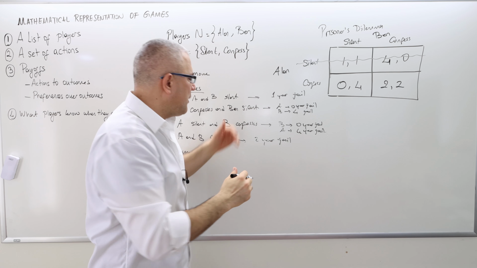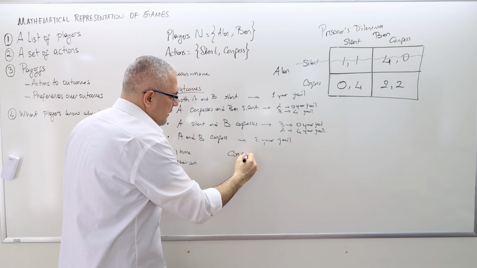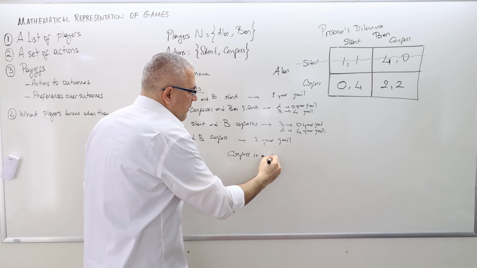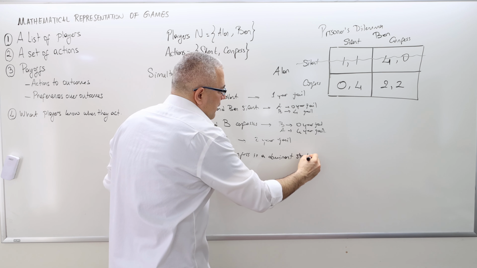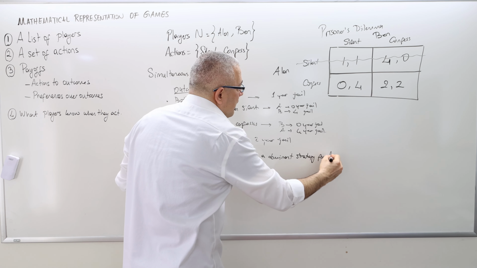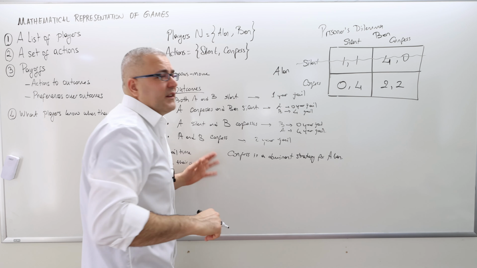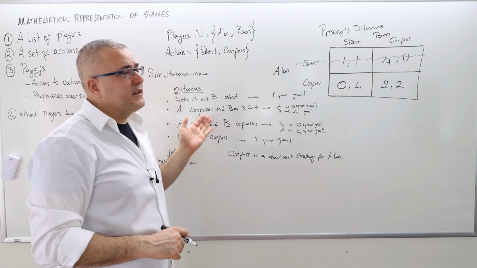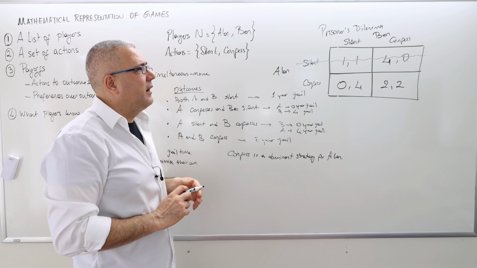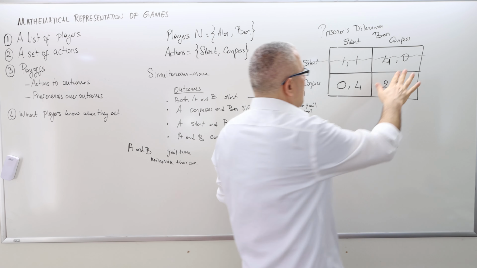Because confess is a dominant strategy for Alan. Well, remember I said this is a symmetric game. So it should be the case that confess is also a dominant strategy for Ben. And how do I know that? Well, I'm sorry, I already crossed this row.